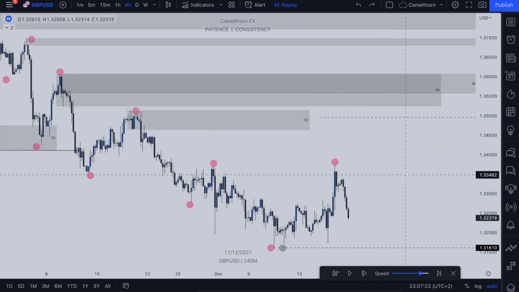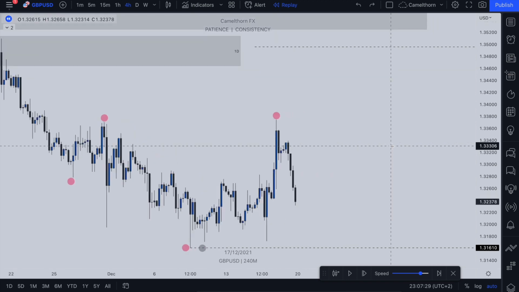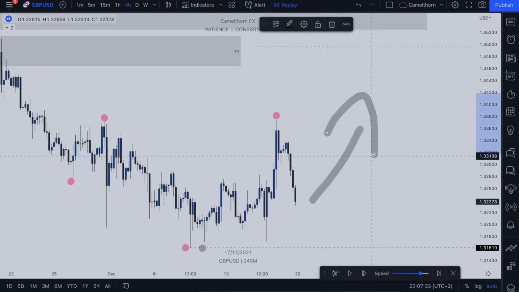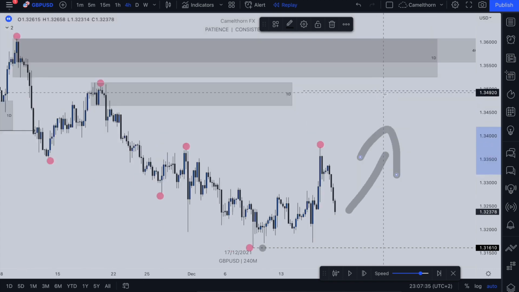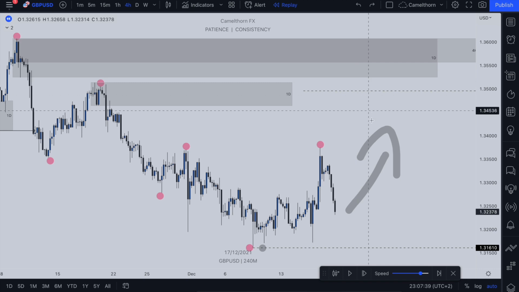Why? Because remember, we are sitting within discount pricing of that daily leg. So what I want to see is my 4-hour turn bullish. And then I know that for the entirety of this particular zone, I am just looking for buying opportunities.